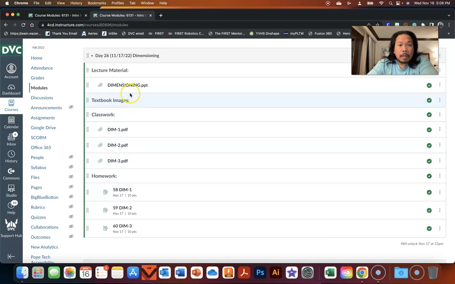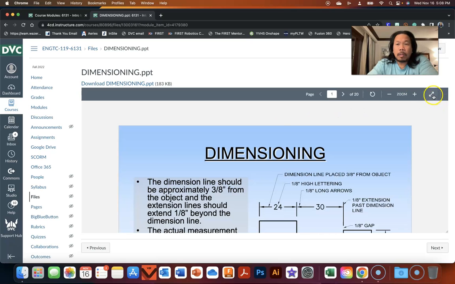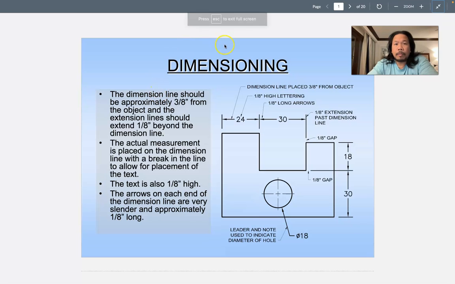And then there is a lecture material here, which is dimensioning. So I'm going to review this with you today. And you should look into this again on your own. Okay, so dimensioning. So here are some things that you need to know.